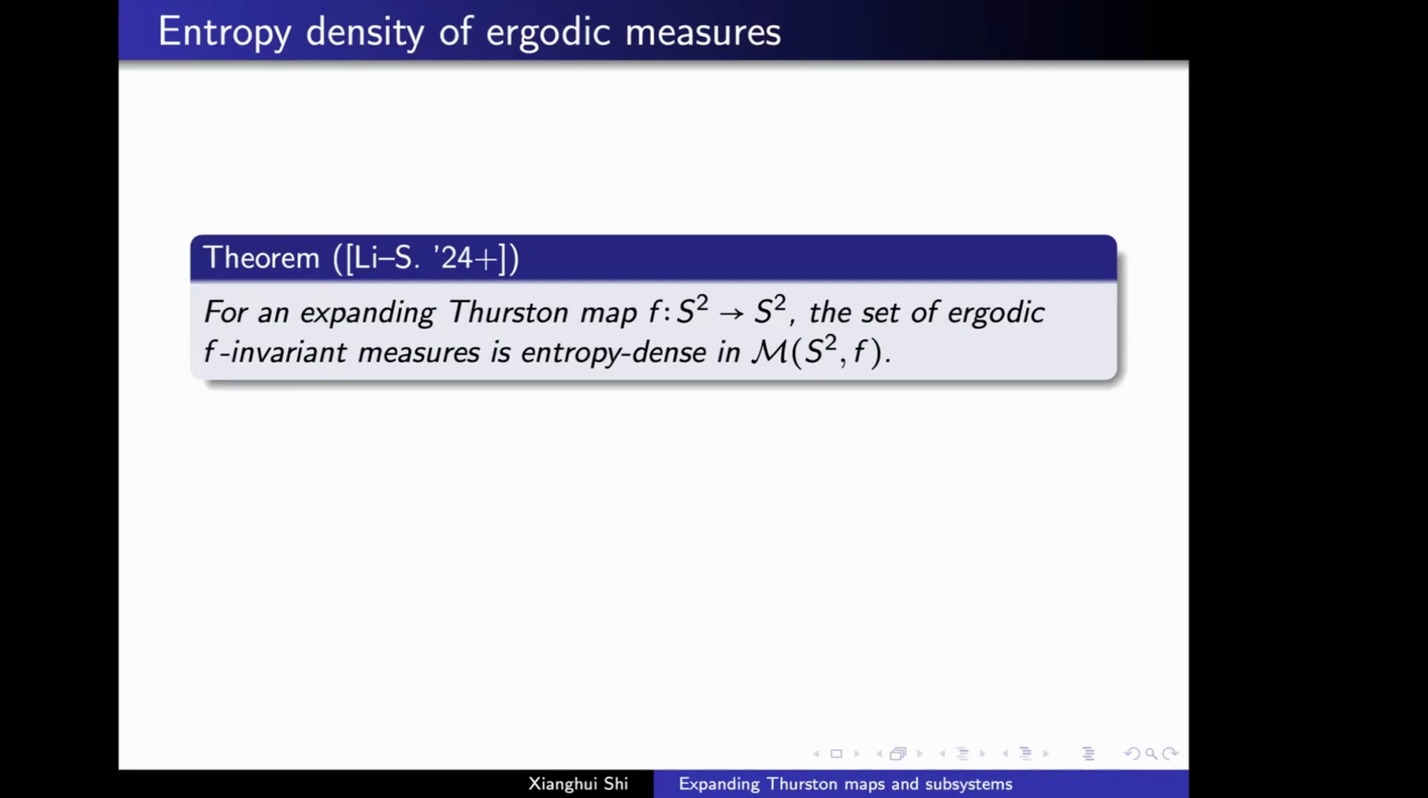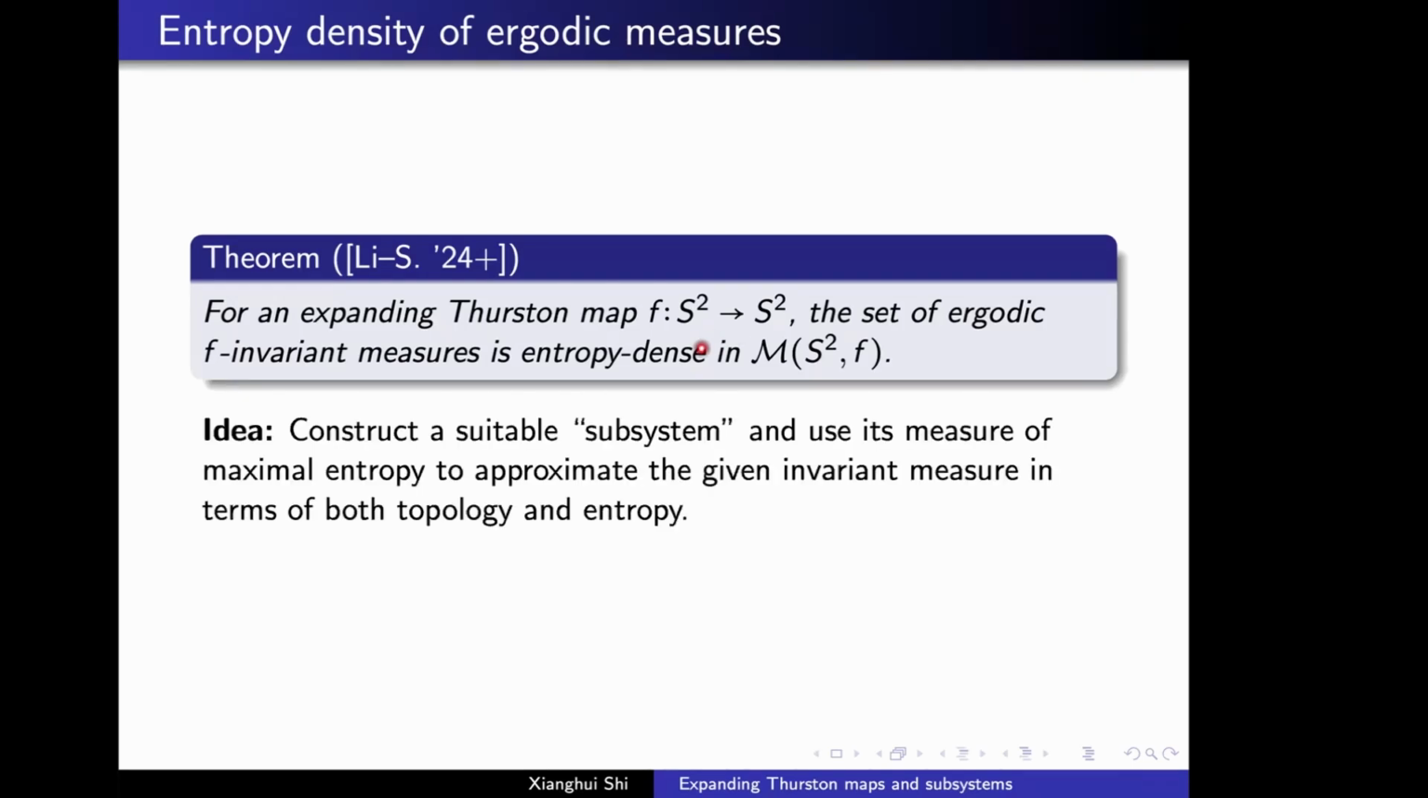The idea in the proof is to construct a suitable so-called subsystem. I will provide the formal definition of subsystem later. Here we use its measure of maximal entropy to approximate the given invariant measure mu in terms of both topology and entropy. The main difficulty lies in the construction of such a suitable subsystem, because due to the non-uniform nature of the dynamical system, the construction is far from straightforward.